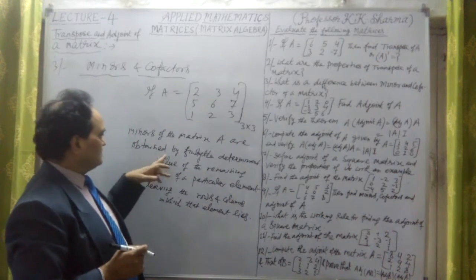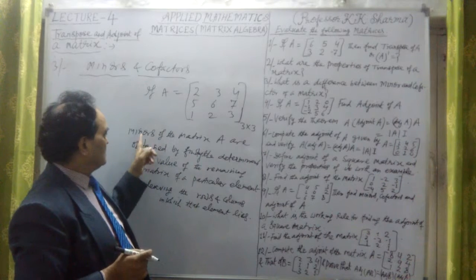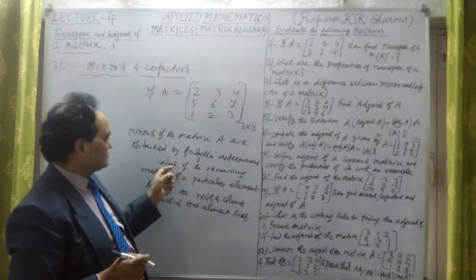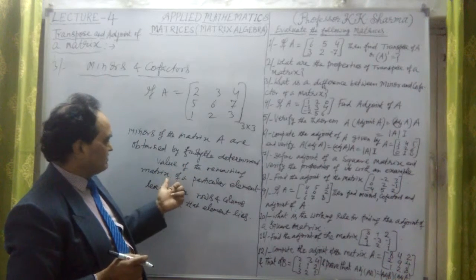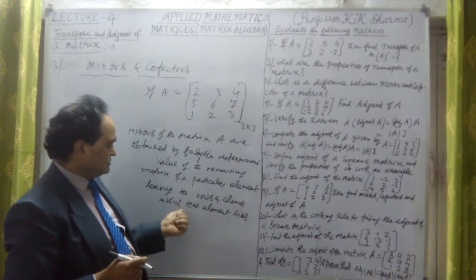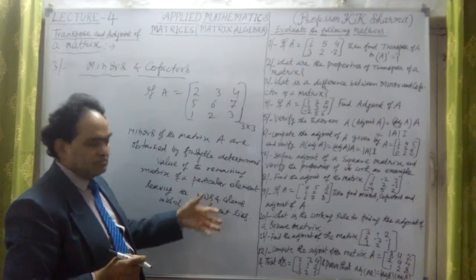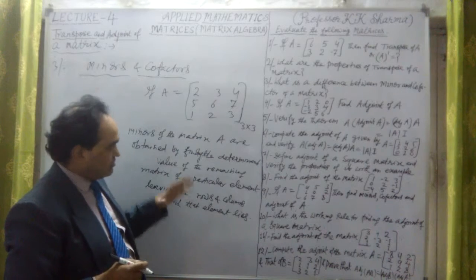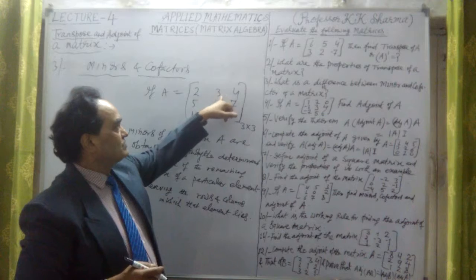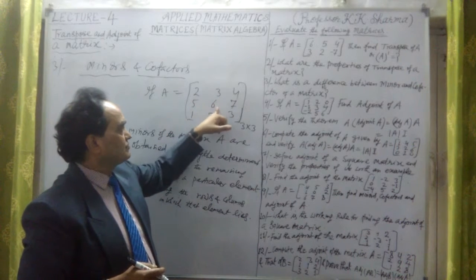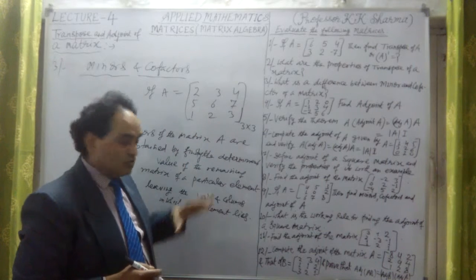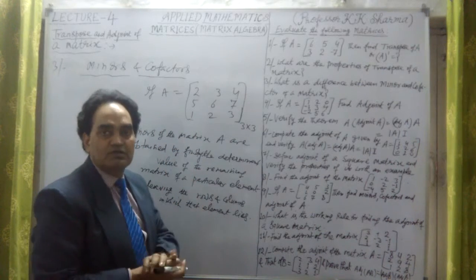Minors of the matrix A. The minors of the matrix A are obtained by finding the determinant value of the remaining matrix of a particular element, leaving the rows and columns in which that element lies. So for every element, for example, what is the minor of 2, minor of 3, minor of 4, minor of 5, minor of 6, minor of 7, minor of 1, minor of 3, minor of 4, every element's minors we have to find.